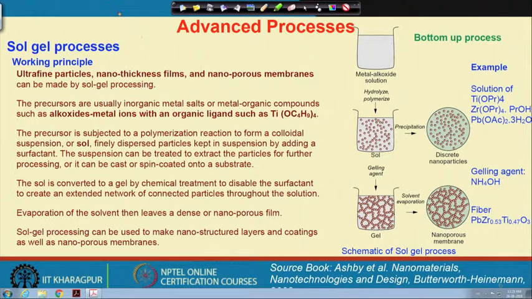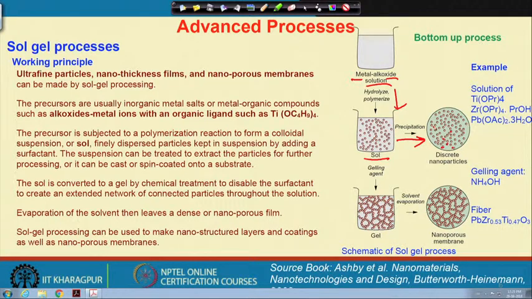So, here the working principle is that we need a metal alkyl oxide solution, and then we polymerize or hydrolyze it, and so we create that sol, and then if we allow a precipitation process, we will get these discrete nanoparticles in the solution. Okay.